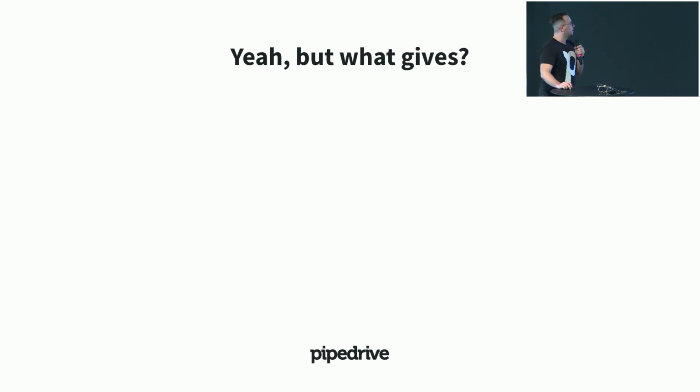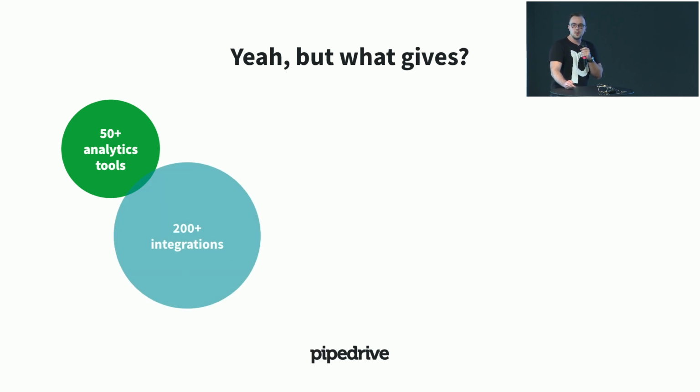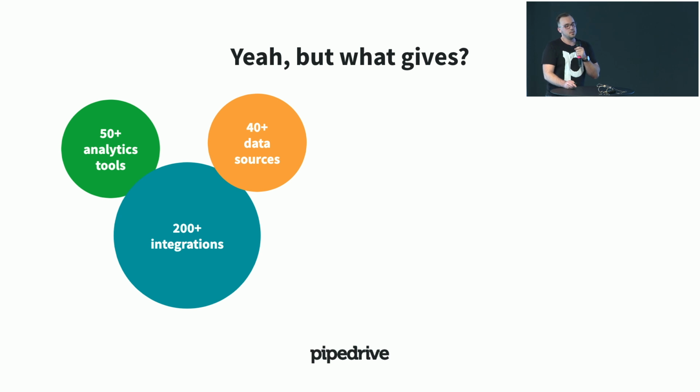But what does it really give us? It gives us the option to use 50 plus different analytics tools, Amplitude, Mixpanel, and so on, that's just one piece of it. It actually has 200 plus integrations. It has 40 plus different data sources, which means you can pull the information from, let's say, MailChimp into Segment, and then direct this information into various tools via the integrations or into a data warehouse.